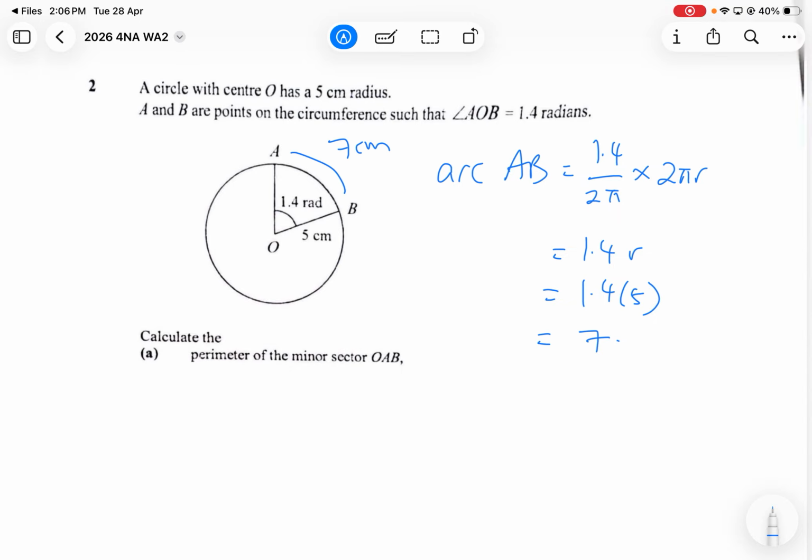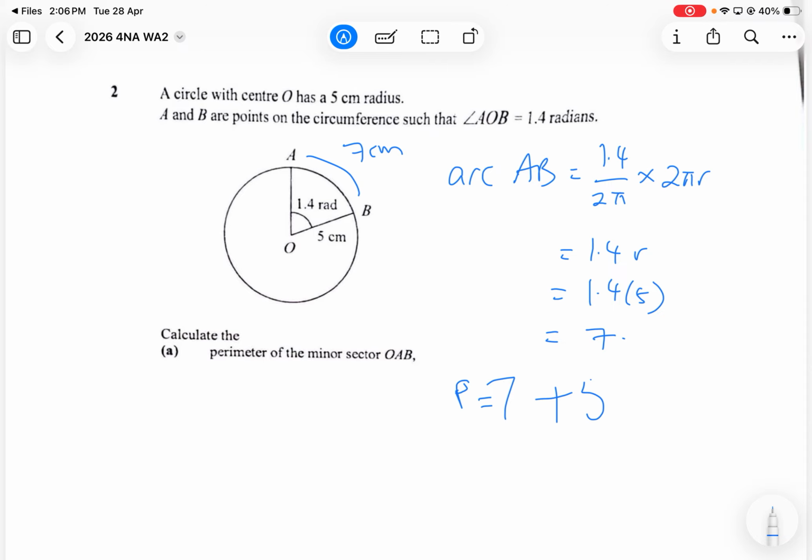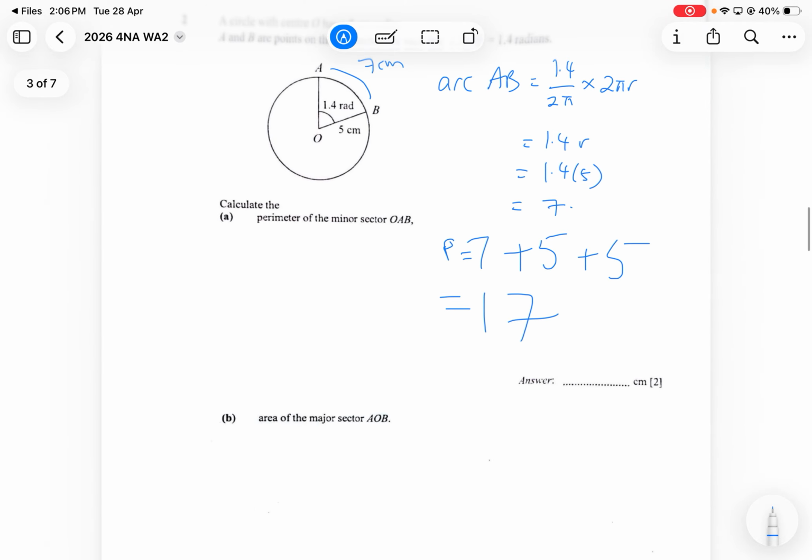So the perimeter is equal to 7 plus 5 plus 5. 7 plus 5 plus 5 equals 17. Okay?